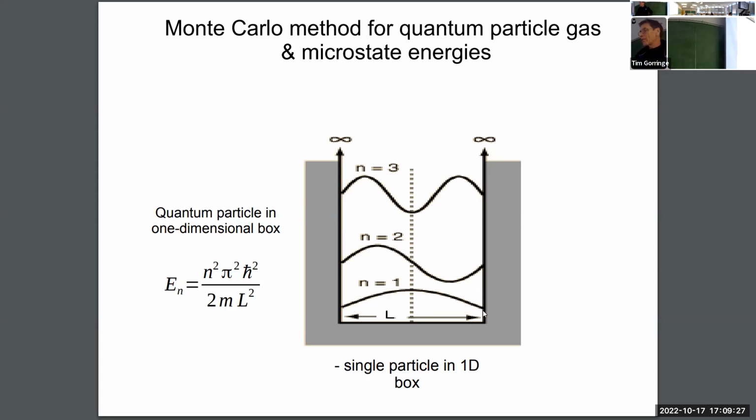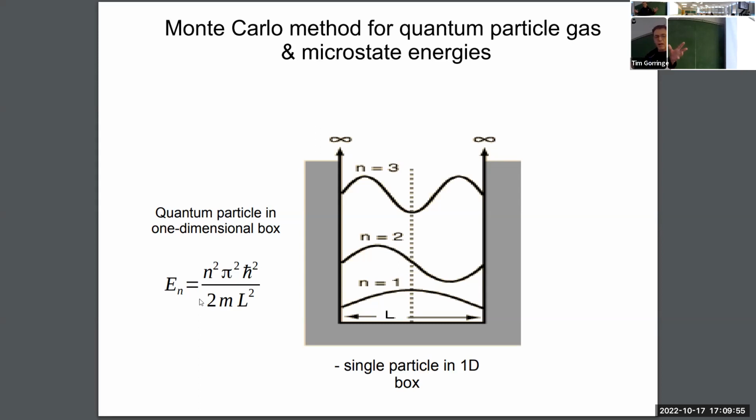So here are the wave functions of my particles that fit in the box, or at least the first few of them, which you know well. And here's the energy in terms of the principal quantum number. The size of the box is L, the mass of the particle is M, and there's Planck's constant. So these are the energy levels that I'm allowed.